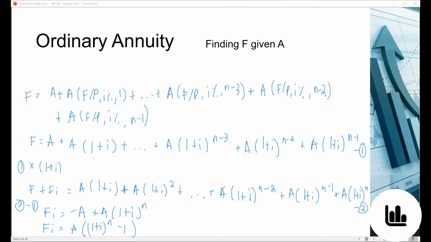Okay? So, pag ni-rearrange natin to, yung i ililipat natin sa right-hand side. So, it will be F is equal to A times (1 plus i) raised to n minus 1, divided by i. Okay? So, this will be equation 2. Box natin, sabi ni boss. Okay, save natin.